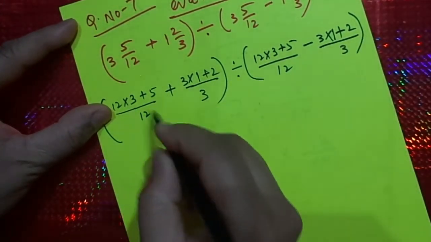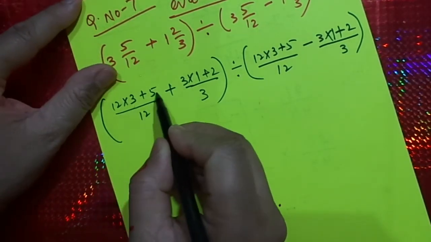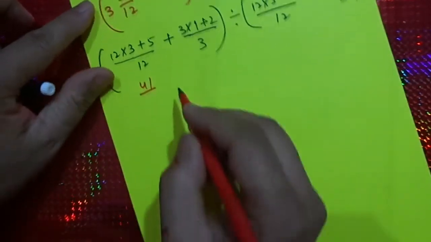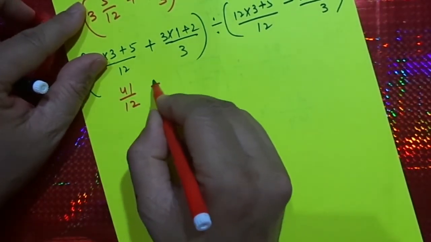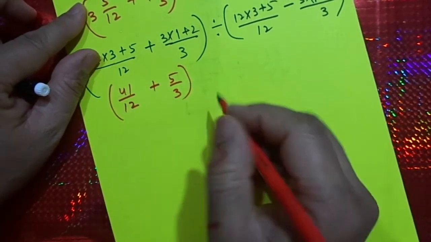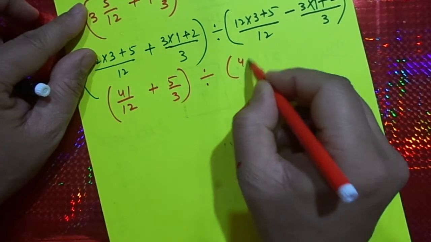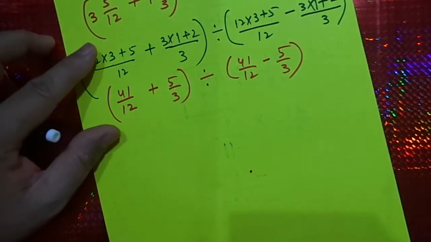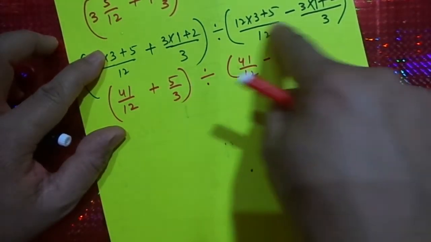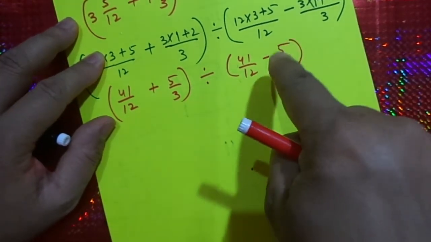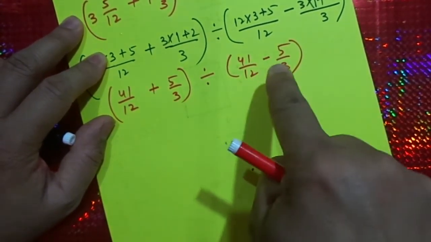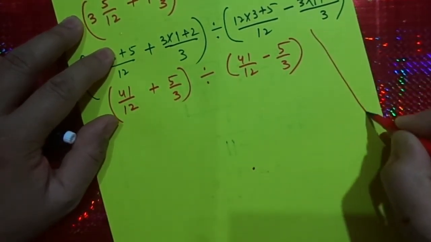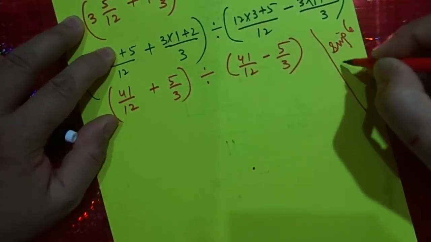When we solve this, what do we get? 12 3s are 36 plus 5, 41 by 12. So here we have 41 by 12 plus 5 by 3 divided by 41 by 12 minus 5 by 3. Now do not convert this into its reciprocal form now, because you haven't reduced this into a single fraction. Only a single fraction can be converted into its reciprocal form.